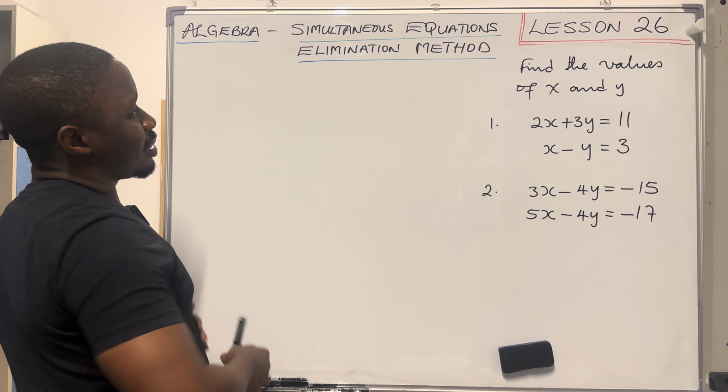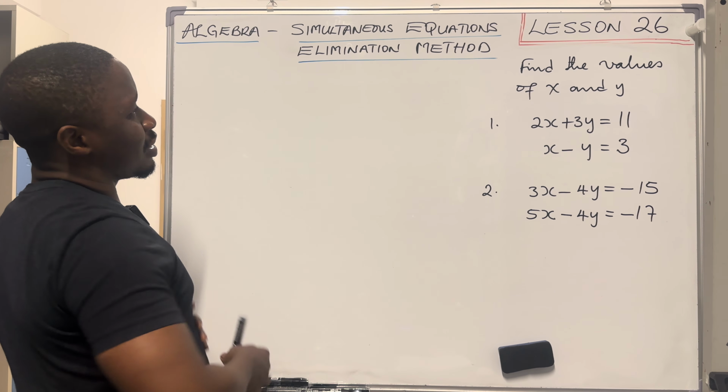Using the elimination method, our target is that whatever we have here for x should be here. Meaning, the coefficients must be equal, must be the same. Y here is 3, y here is 1. As far as the elimination method is concerned, these must be the same.